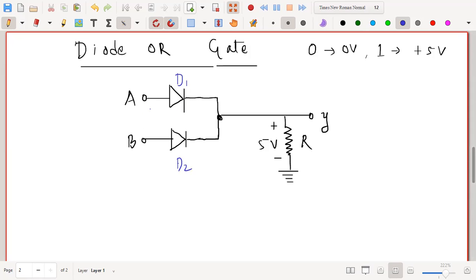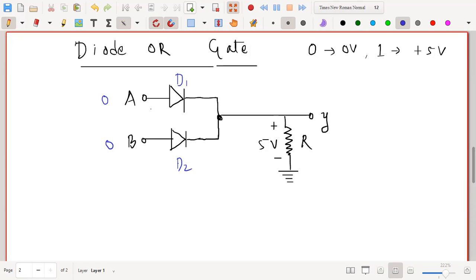Now, what happens when I apply the input as 0, 0? 0, 0 means I'm applying 0 volt here and I'm applying 0 volt to B. Now you see this is the P side of the diode and this is the N side. If you are giving 0 volt to the P side of the diode, then it is reverse biased. You can say that the diode is reverse biased.